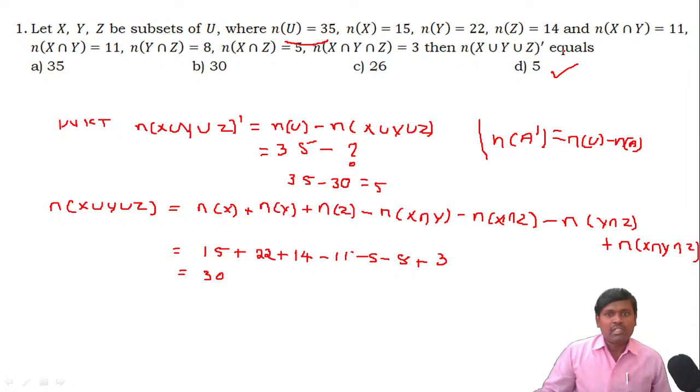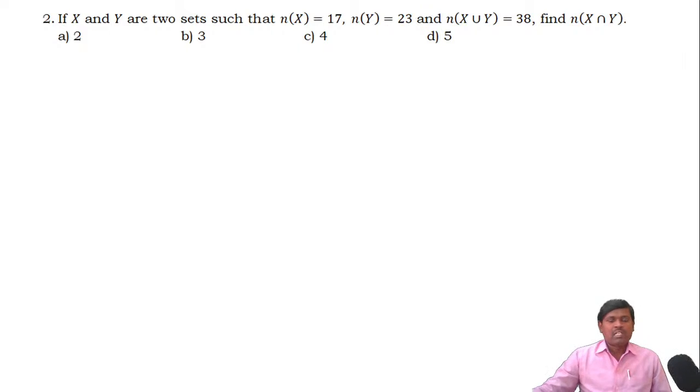So next we shall move to the next question. If X and Y are two sets such that n of X is equal to 17, that means the number of elements in the set X is 17, and the number of elements in Y is 23, n of X union Y is equal to 38, then what is the value of n of X intersection Y? We have a direct formula for this.